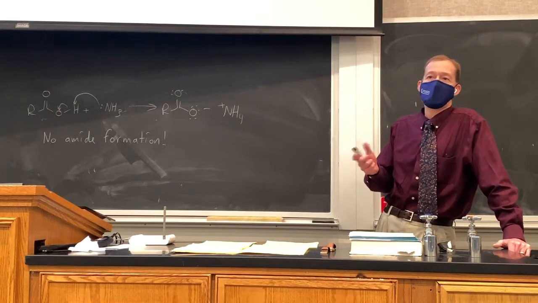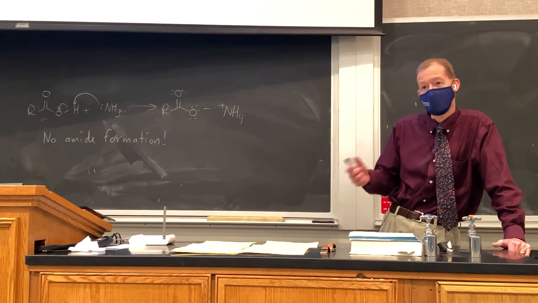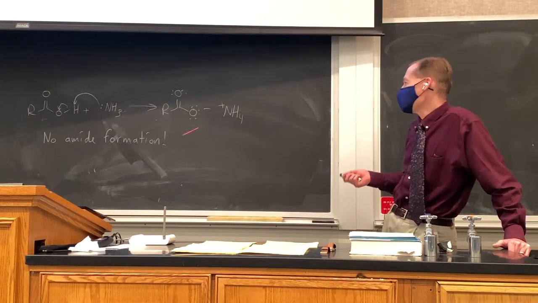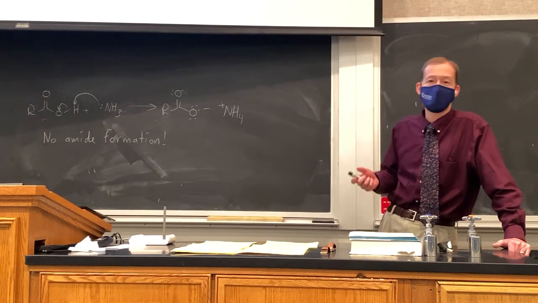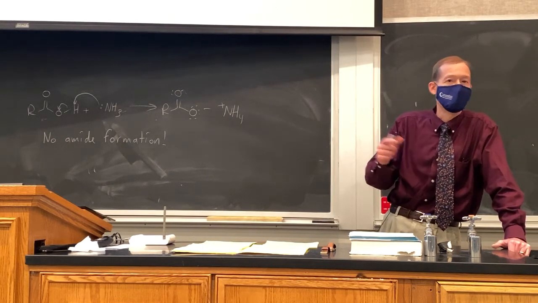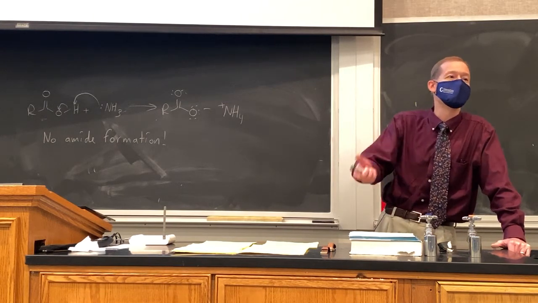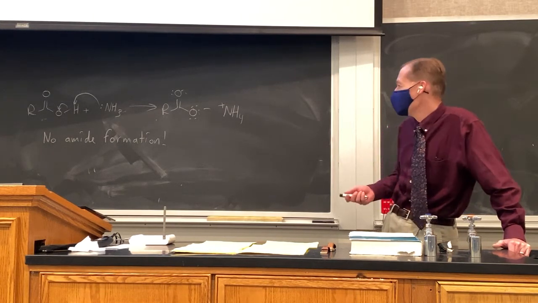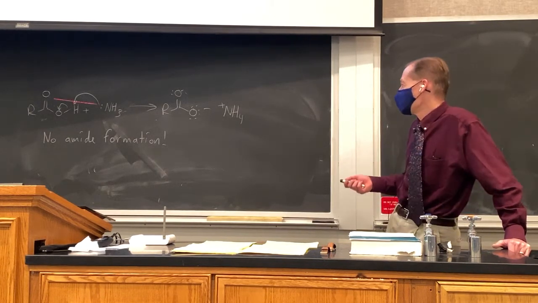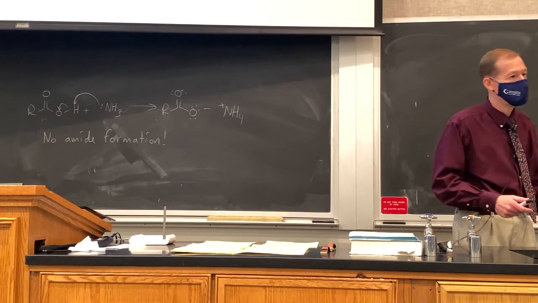We know that acid-base equilibria are favorable if we convert stronger acids into weaker acids. An ammonium ion is a significantly weaker acid than a carboxylic acid. The pKa of a carboxylic acid is usually between 4 and 5. The pKa of an ammonium ion is usually around 9. So you see that we would have an equilibrium constant of about 10 to the 5th for this process. So we're not going to get an amide.